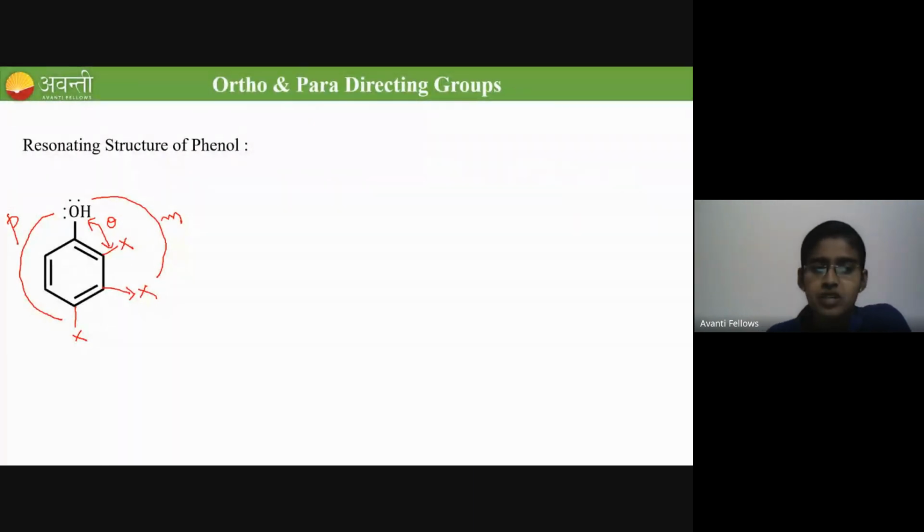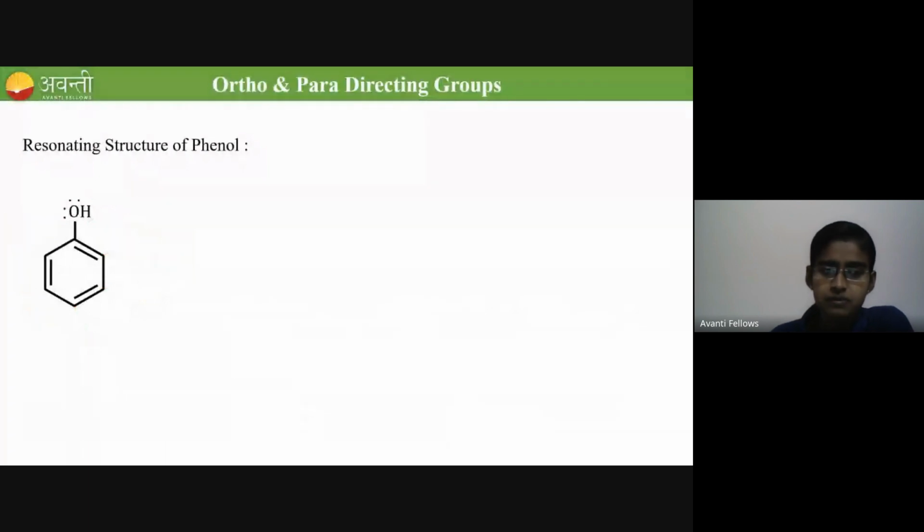So let us discuss the ortho-para directing groups first. I have taken phenol. And let us study the resonance that is happening in phenol. So how does the resonance occur? One of the electron pairs on oxygen is getting shifted to the carbon, and the pi bond electrons are getting shifted toward the carbon. So we are getting a structure like this.